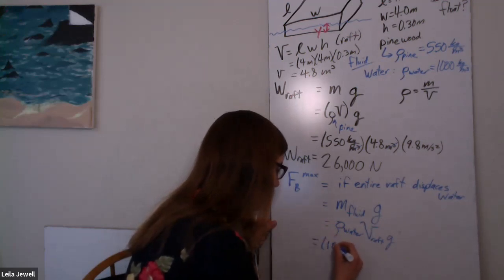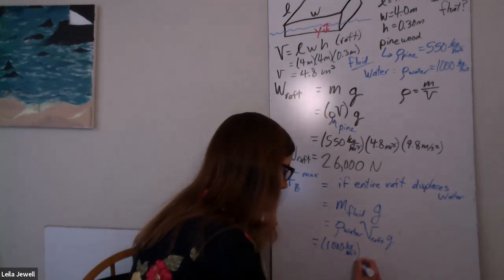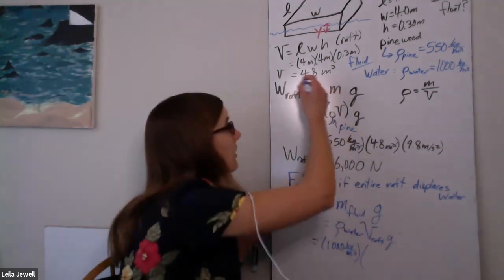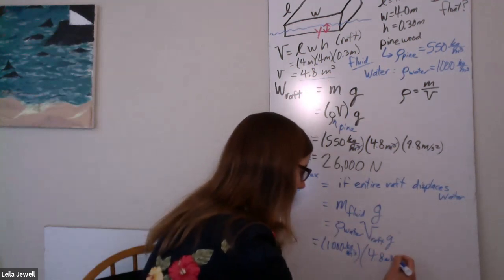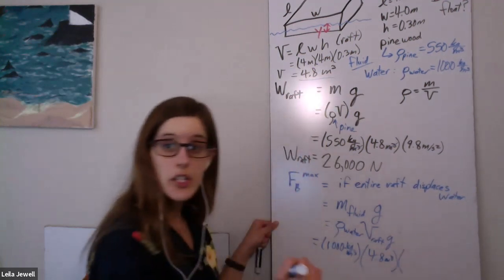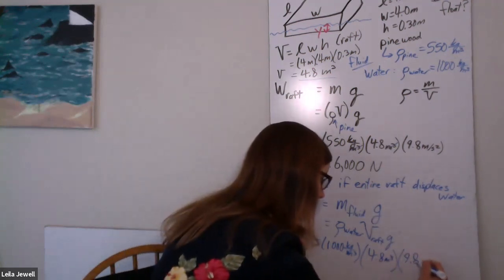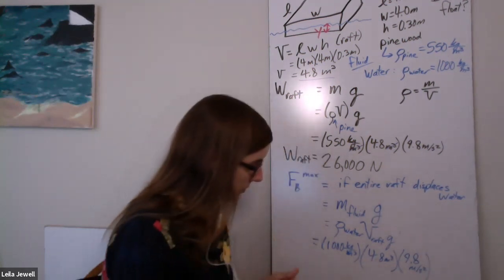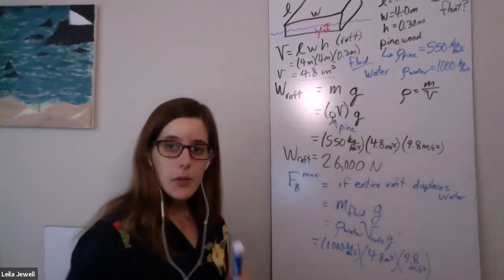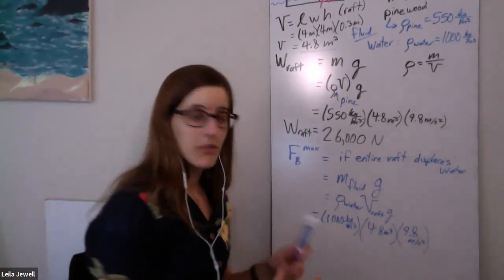we get 1,000 kilograms per cubic meter times the volume of the raft, that 4.8 cubic meters, times g, which is just our standard 9.8 meters per second squared. And so if you multiply those out, you end up getting 47,000 newtons yet again.